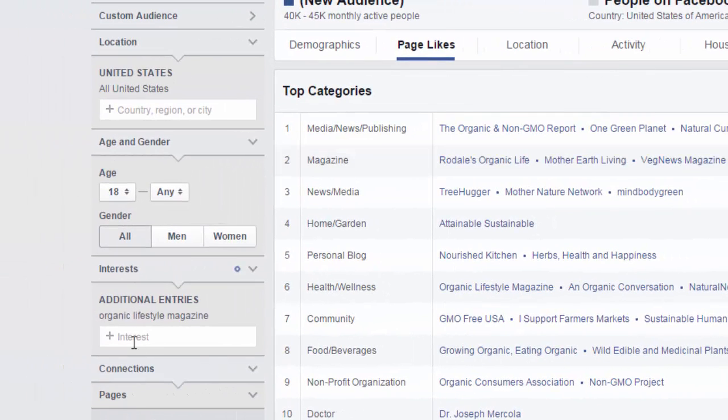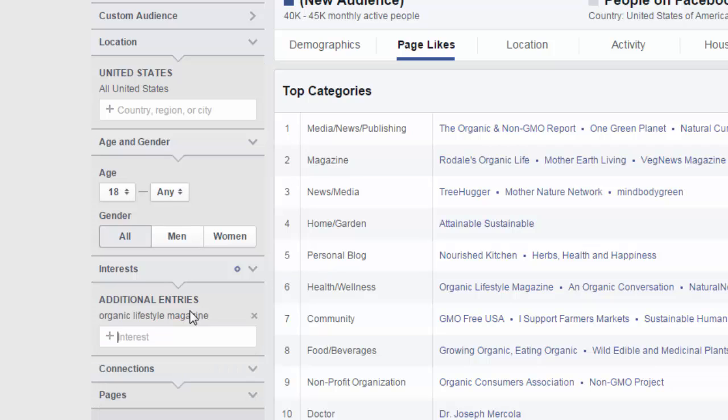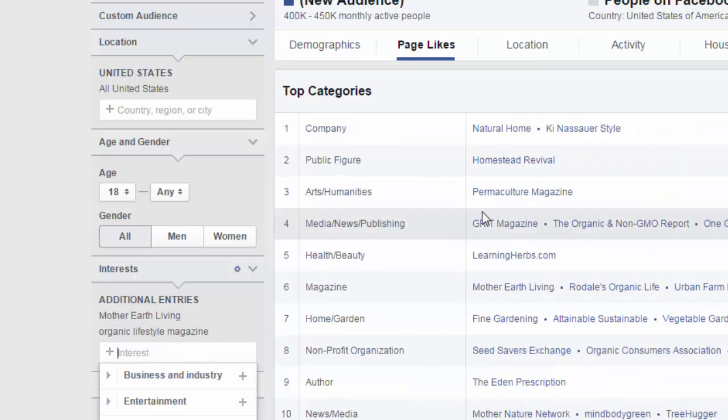So let's say that we wanted to add, we can find out more about the audience, Rodale's Organic Life. Are we able to target that? Doesn't look like we can target that right here. Okay, we're not always able to target everything. Rodale Institute, Rodale Inc., that's not necessarily targeted enough. What about Mother Earth Living? Yes, there it is. We'll put that in. Oh, now we got a really big audience.